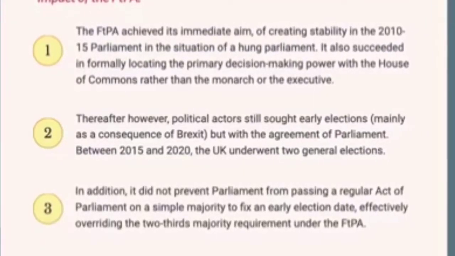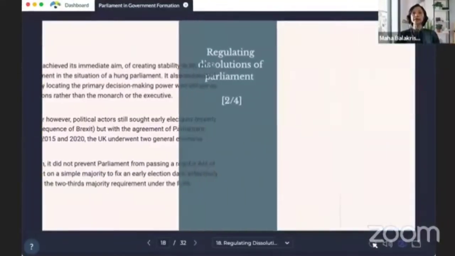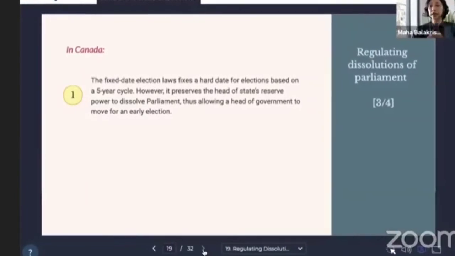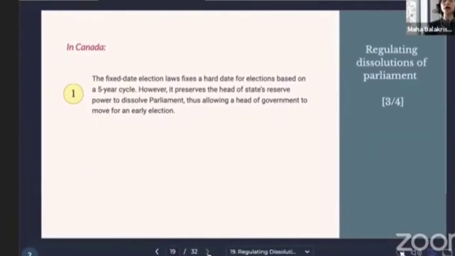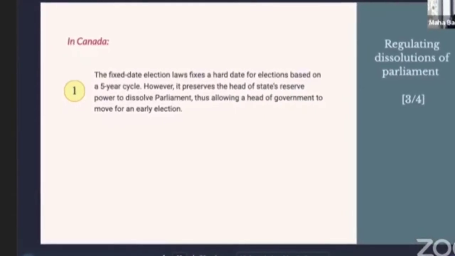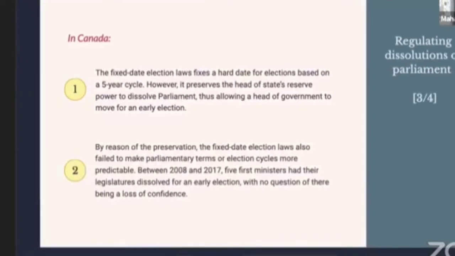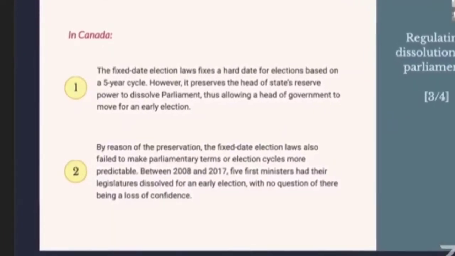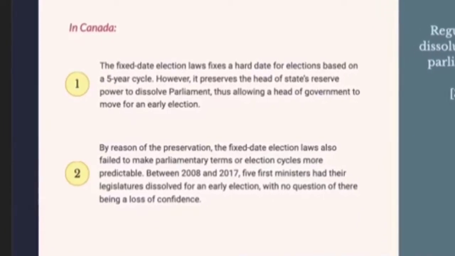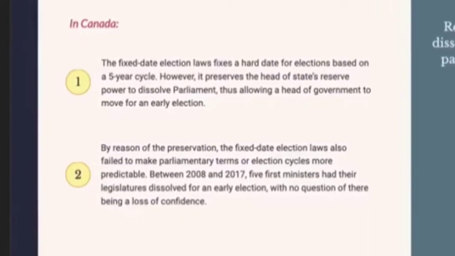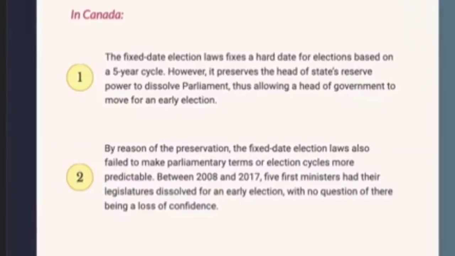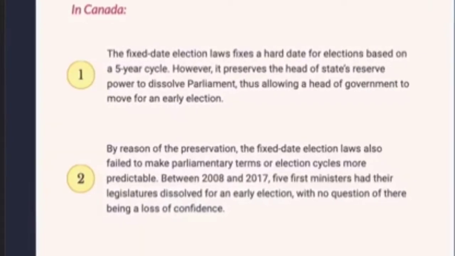Yeah. Okay, so moving on now to Canada. Canada's system is slightly different. In Canada's system, they have fixed dates for their elections. They preserved the discretion or the reserve power of the head of state to dissolve Parliament. Yeah. And because of the preservation of the head of state's power to dissolve Parliament, and because there are no other stops preventing the Prime Minister from asking for a dissolution of Parliament, we have seen that their fixed-term laws actually don't really work that well. Yeah. So this probably is not a model that's suitable here.